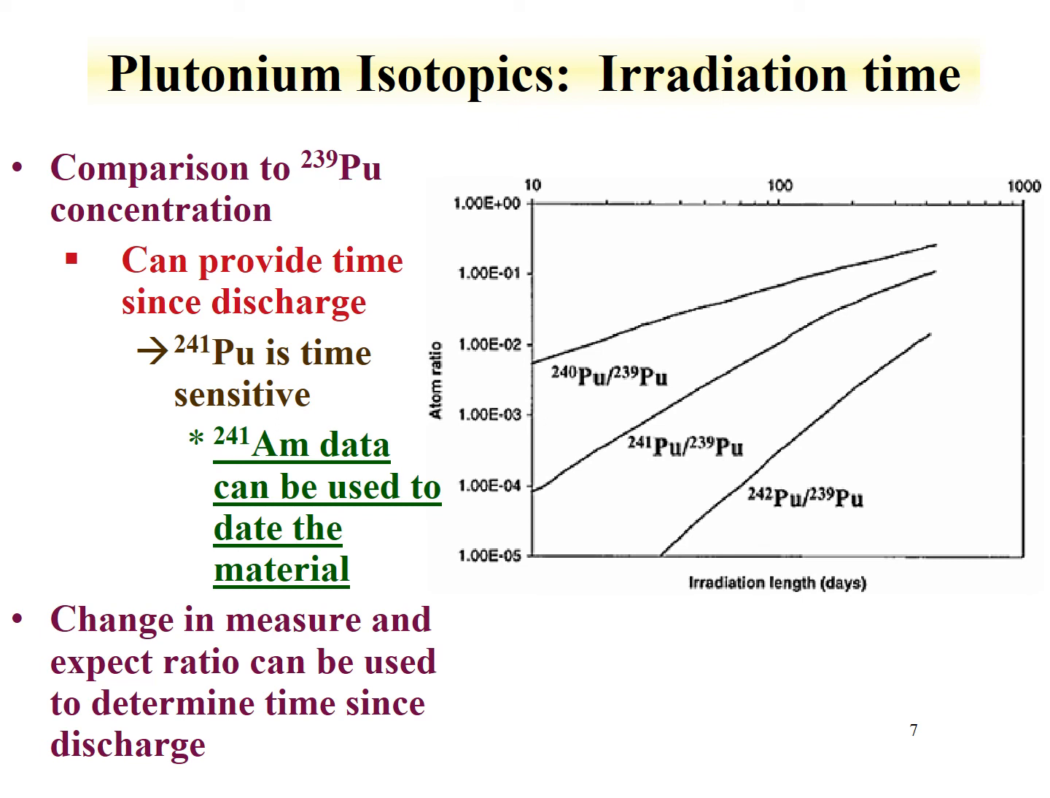Plutonium-241 is time sensitive since it has a relatively short half-life. It can also provide information about the time since discharge. So this could be a key measurement. As you can see, it's very sensitive to the length of irradiation, plus it'll provide information based upon the decay of plutonium-241 to americium-241. You can use that as a dating type signature for how long the material's been outside of the reactor.